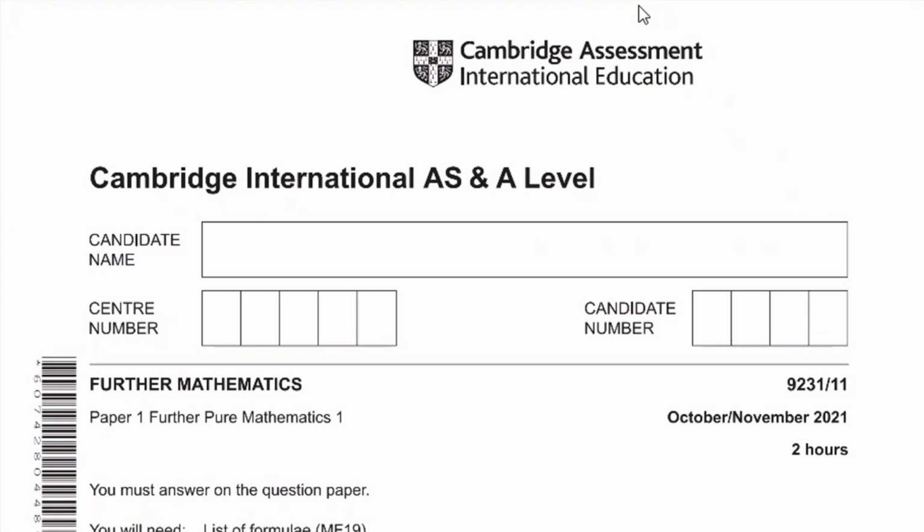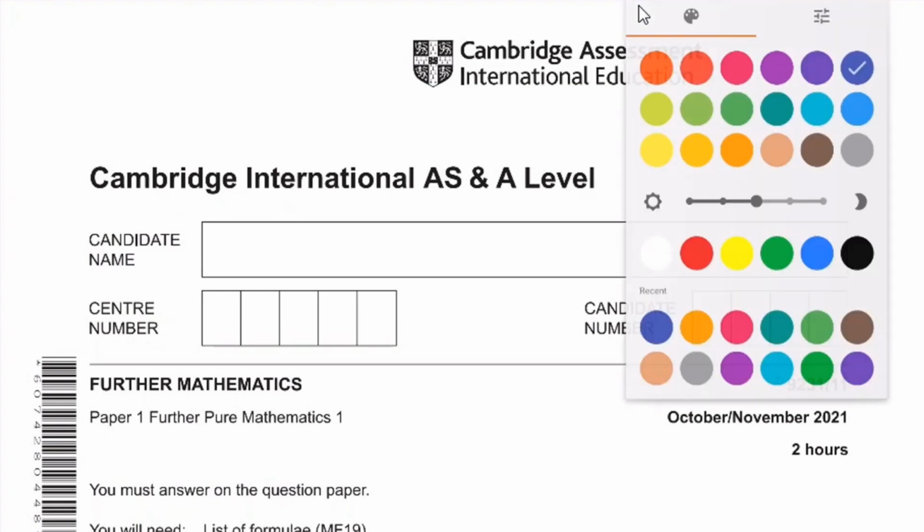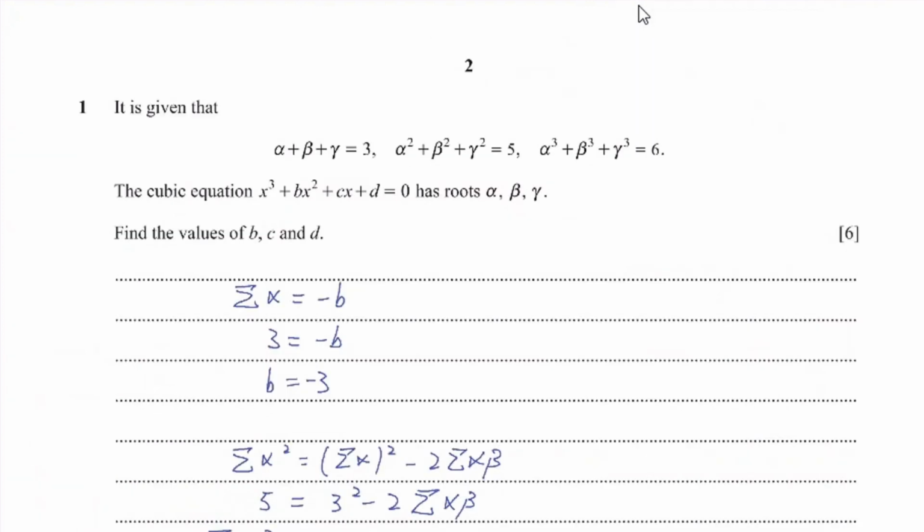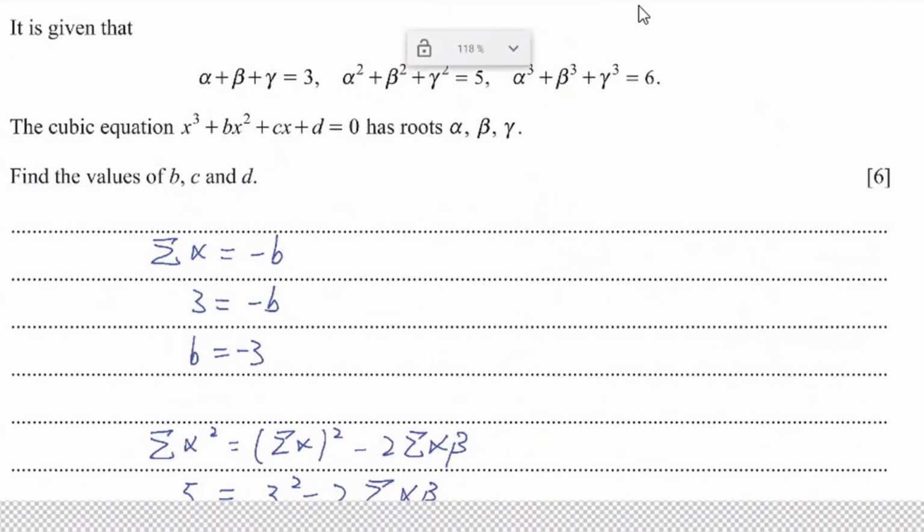Okay, so let's look at this set of the paper, right? October, November 2021, paper 11 and 13. Okay, let's look at the questions here. The first question that we have here is about the roots of a polynomial.